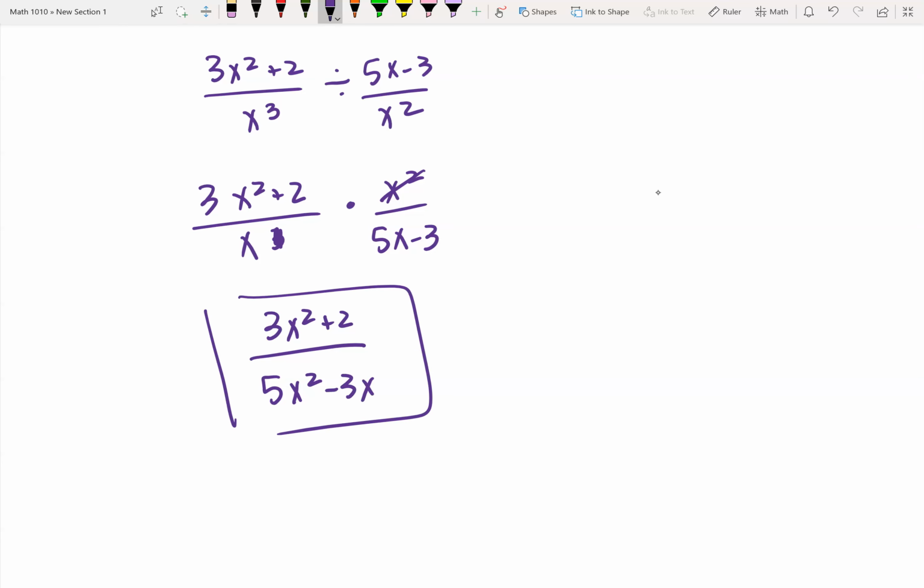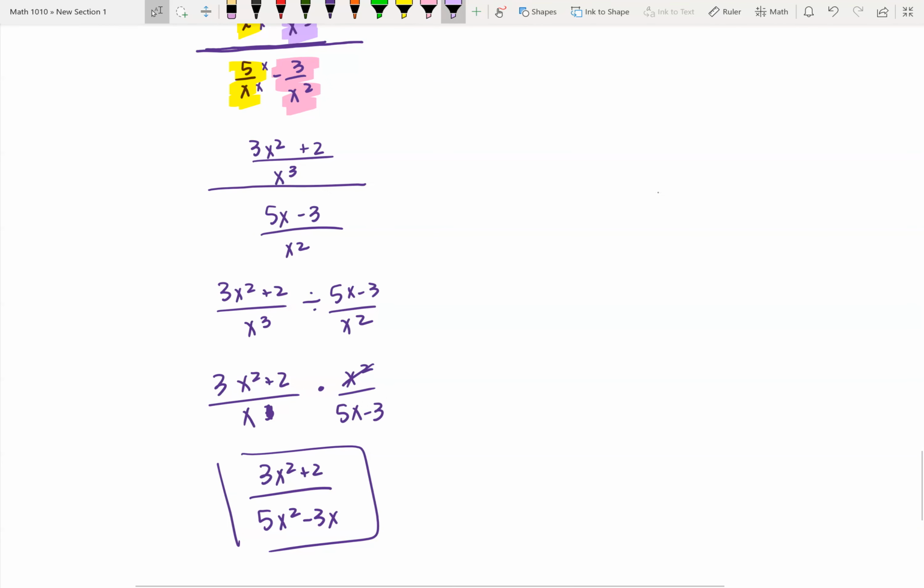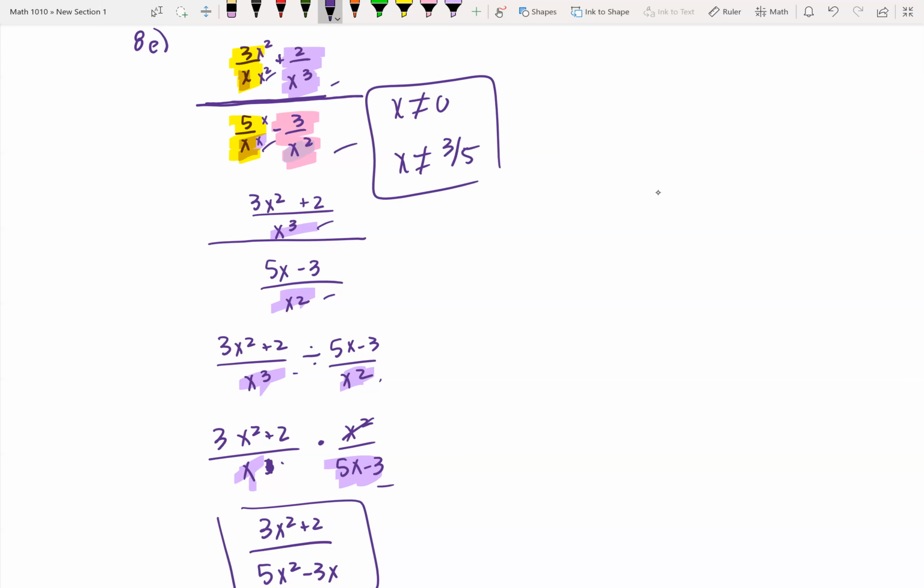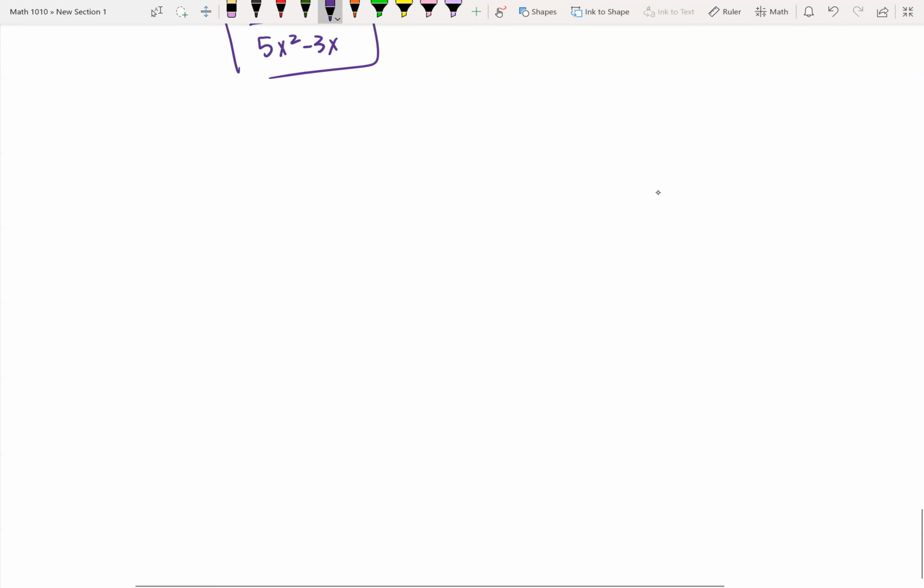I still want to talk about restrictions. I know that they're not asking for restrictions, but I just want to make sure that you totally understand how to do it if you were to be asked. So anything that's highlighted on the bottom in purple is a restriction. So we have a restriction that x can't be 0 from all those. This one right here tells me x cannot be equal to 3/5. So those are my restrictions.